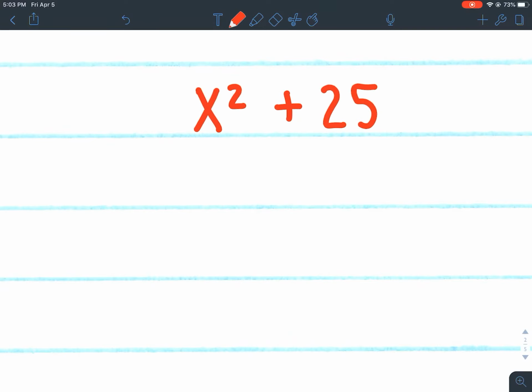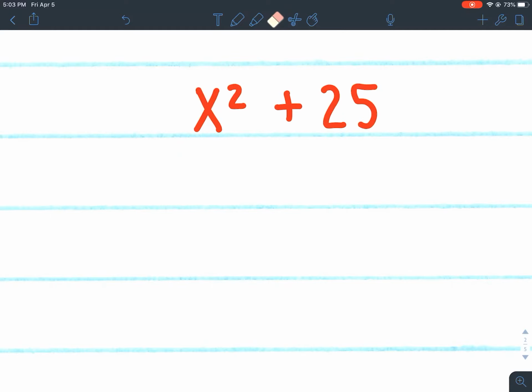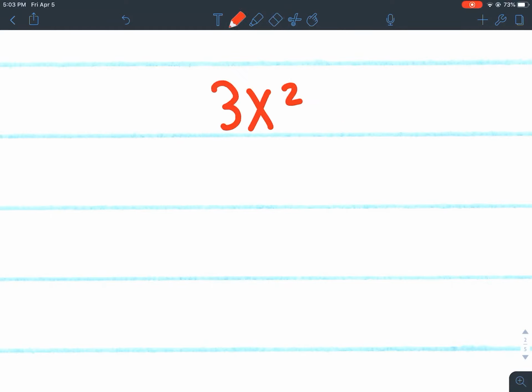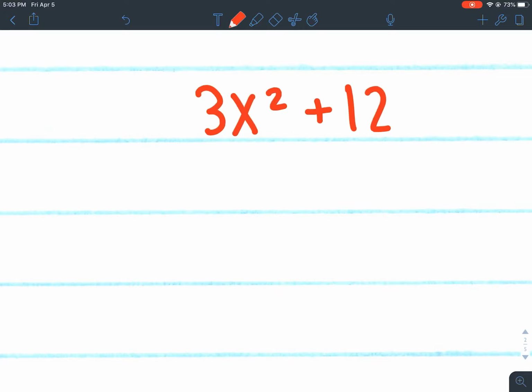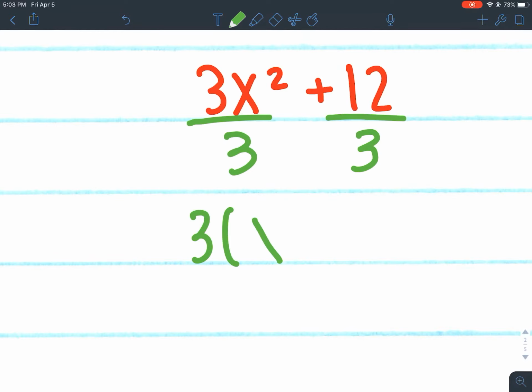But at that point, you would just say not factorable, or this is the final factored form. I can't go any further. Or if you have, let's say, 3x squared plus 12, now you're like, okay, check for GCF. I have my GCF, it's 3. So I take a 3 out, and I have x squared plus 4.